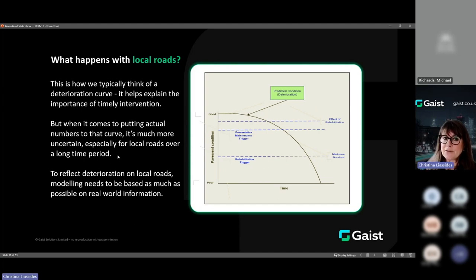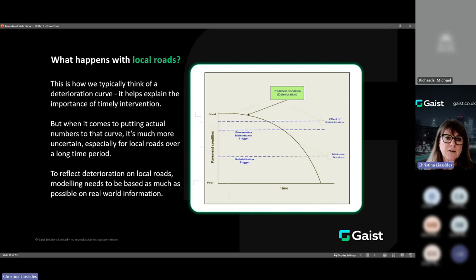But then again, with local roads, it becomes much more uncertain. Are we talking about the surface? Are we talking about the structural layers? When we're talking about rehabilitation, are we talking about resurfacing? Are we talking about completely restructuring the local road? How often does that happen? When did it last happen? These are all sorts of questions that become quite difficult. And so that lovely deterioration curve isn't necessarily what happens. It's much more uncertain. And that's a subject I return to again and again.